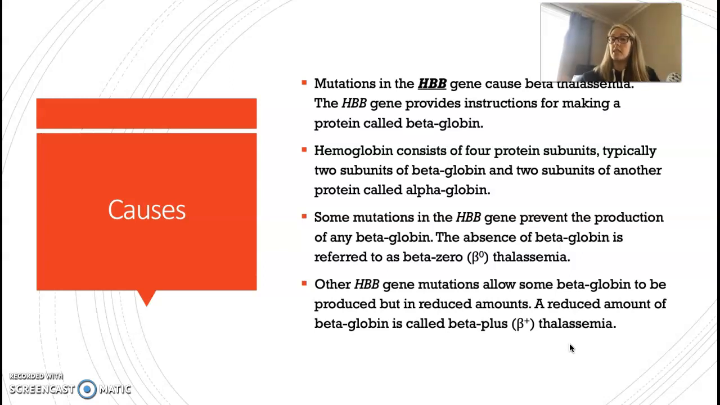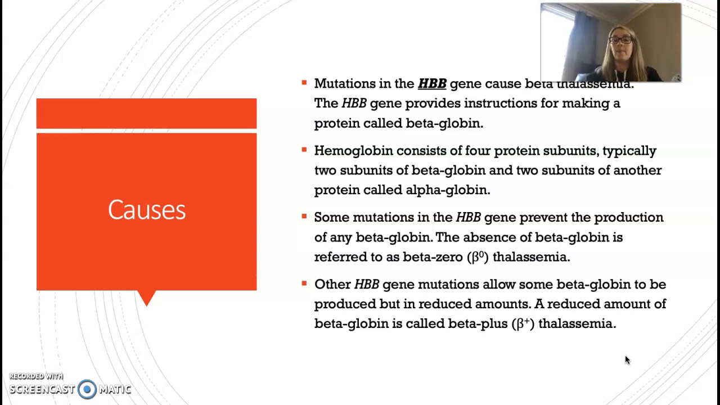Some of the mutations in the HBB gene prevent the production of any beta globin. The way this is referred to, if we're preventing all beta globin from being present, is beta 0, the big B with a subscript zero behind it, and then it will say thalassemia behind that. Otherwise, you can see the HBB gene mutation written as beta plus, with a plus sign. This basically means the person has a reduced amount of beta globin.